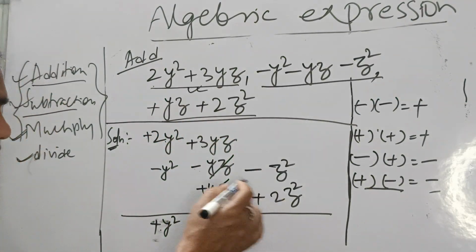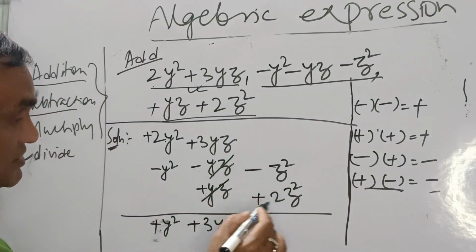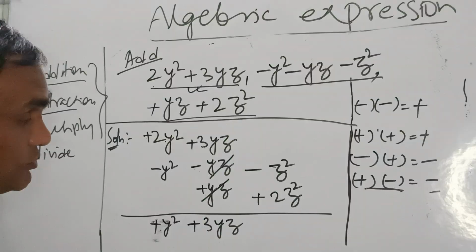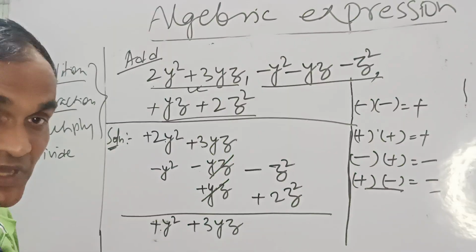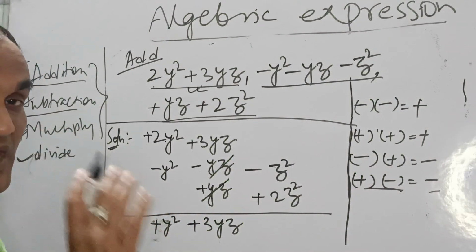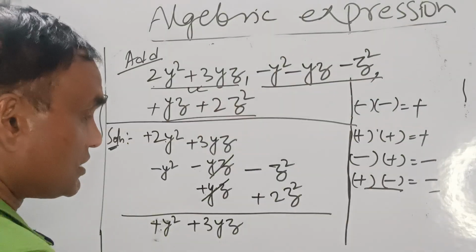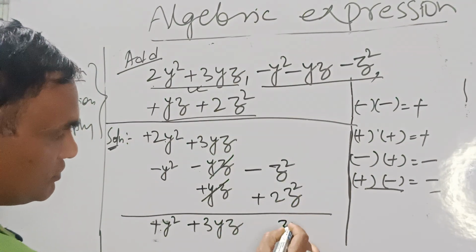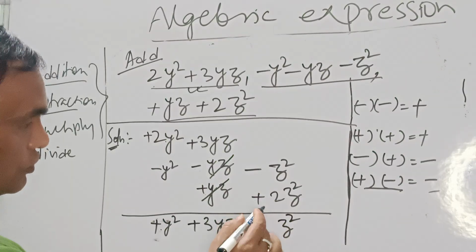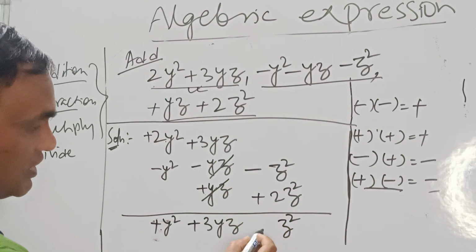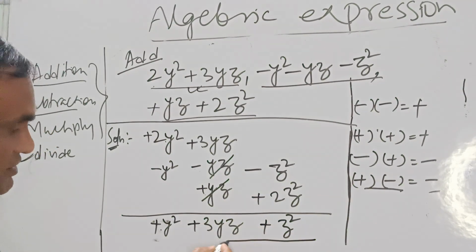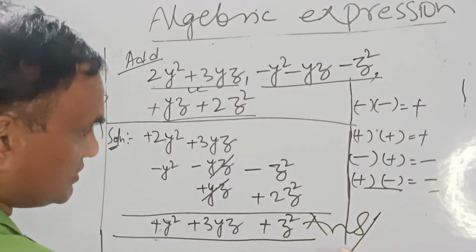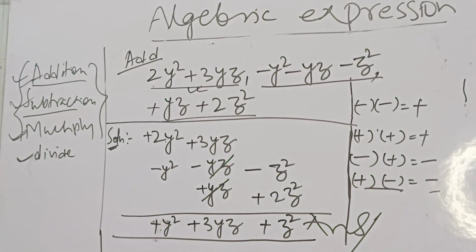Now come to this point. Plus and minus, but don't write the minus sign. I have told you that whichever digit is bigger, its sign is valid. So 2z square minus z square, we are going to write z square. Which one is bigger? 2 is bigger, so write the plus sign here. Gentlemen, this is your correct answer.